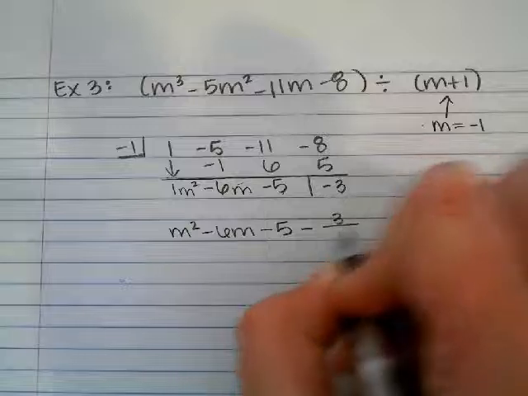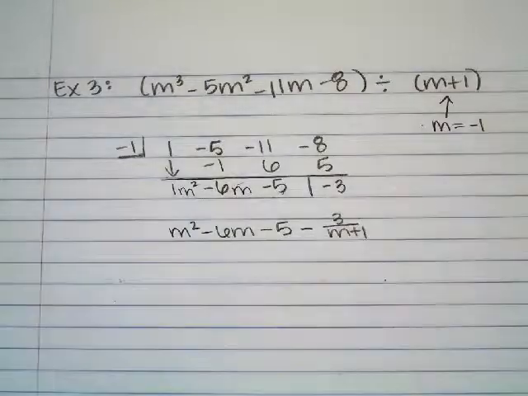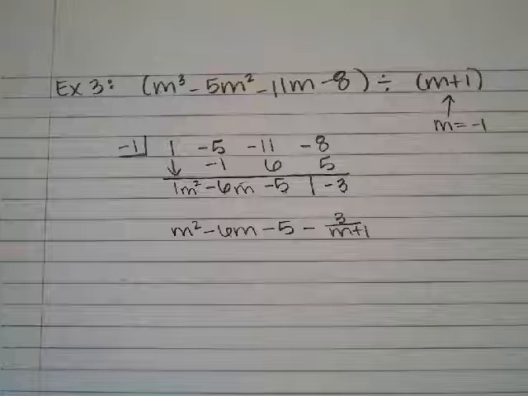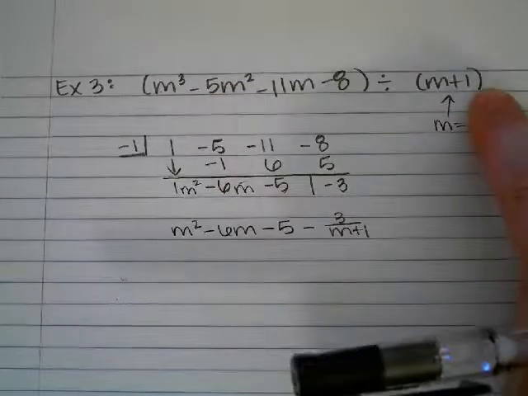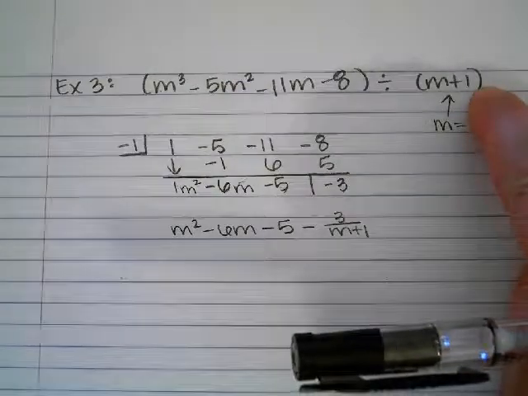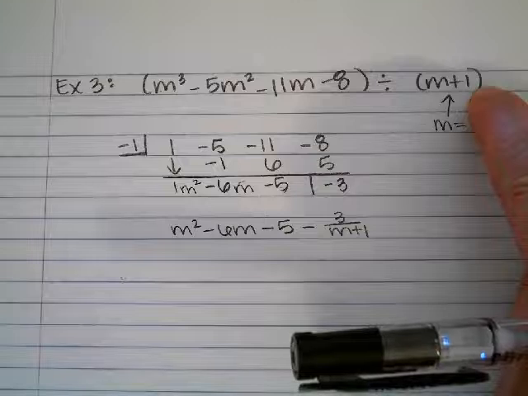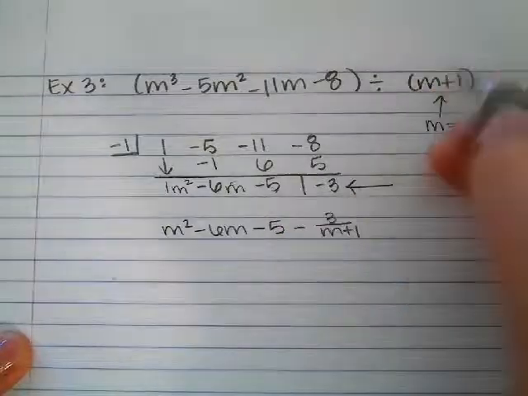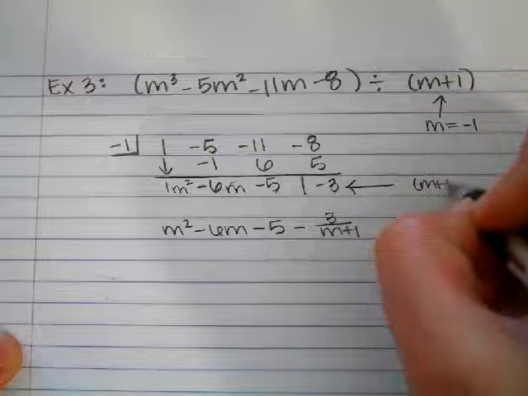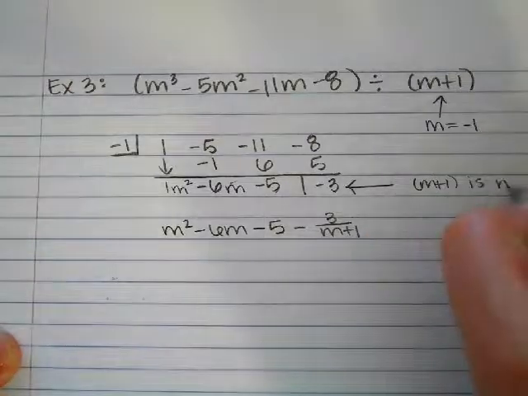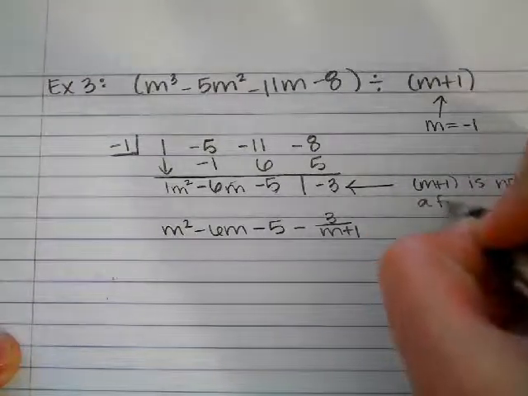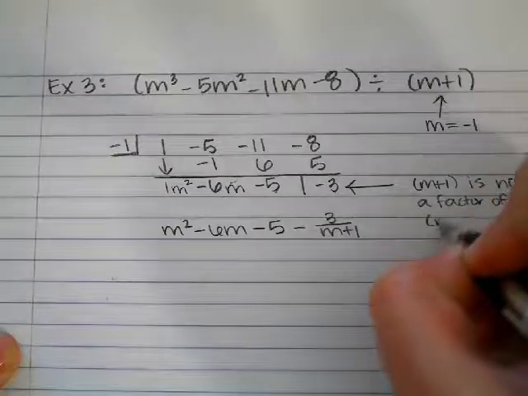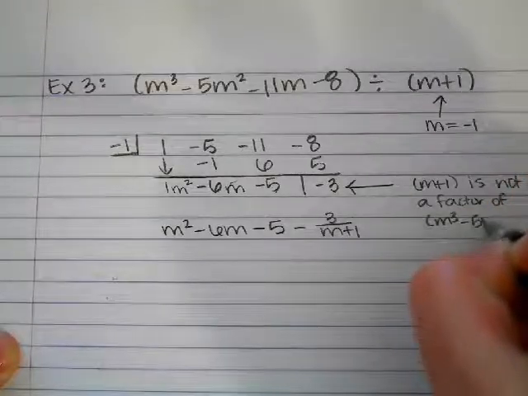Now, we had a remainder, so what's our conclusion about m plus 1? Is it a factor or is it not a factor? Is not a factor. So I'm going to say, based on this, m plus 1 is not a factor of m to the third minus 5m squared minus 11m minus 8.